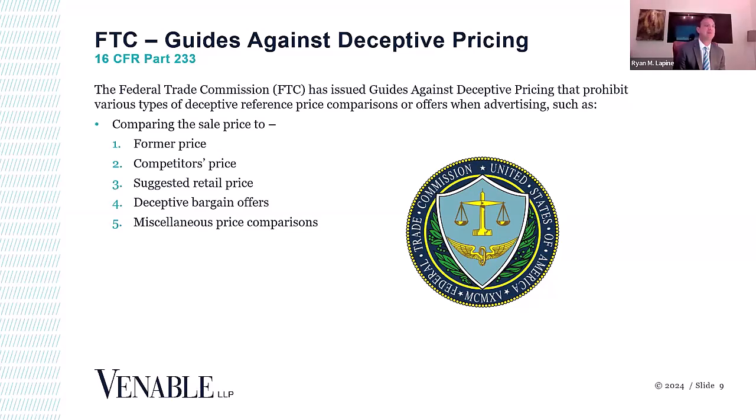There cannot be deceptive bargain offers. You can't say that there's a sale of 20% off for a limited time when it's really not for a limited time. And then we're going to see in a rather interesting case, miscellaneous price comparisons. What are you actually comparing the price to?